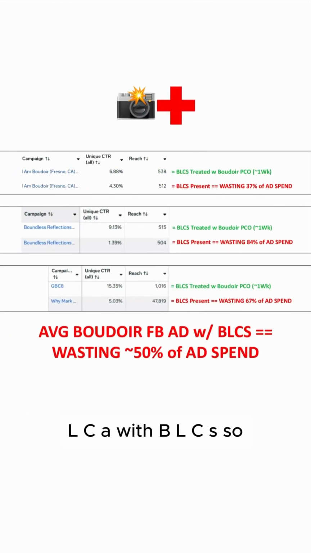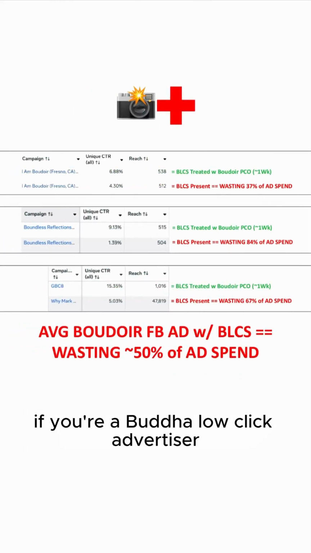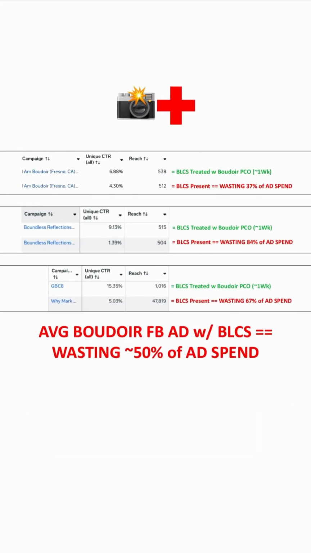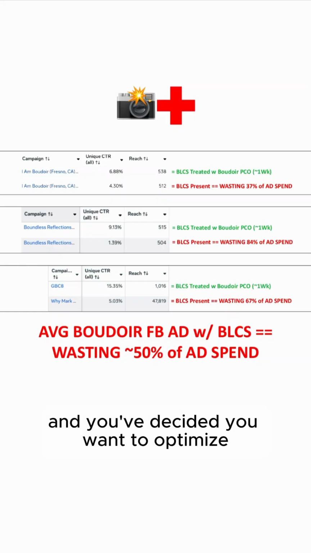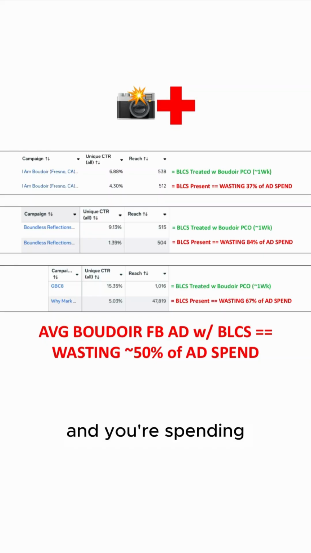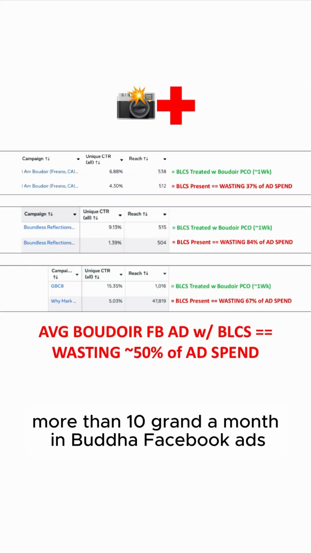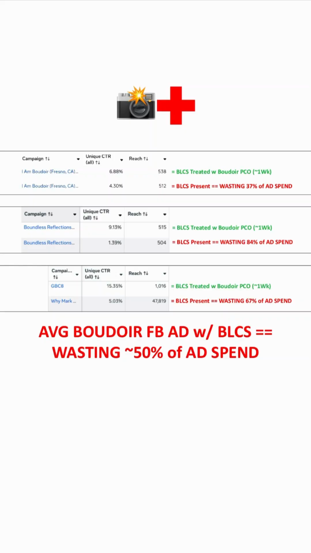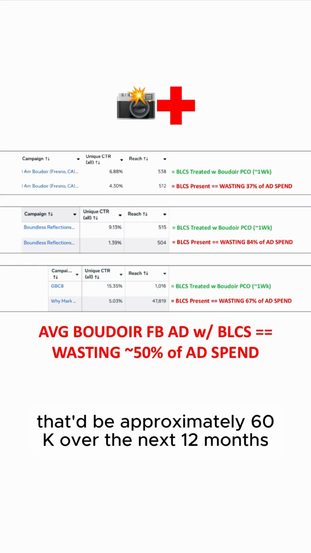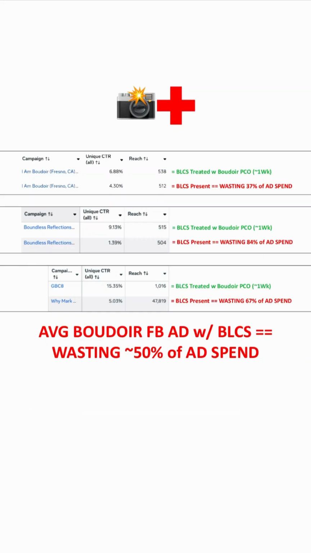So if you're a BLCA with BLCS, so if you're a boudoir low click advertiser with boudoir low click syndrome, and you've decided you want to optimize, pull more profit out of this part of your business, and you're spending more than 10 grand a month in boudoir Facebook ads. So that means on average about 50% or about 5K is being wasted every single month. And you want that back in your pocket. That'd be approximately 60K over the next 12 months, over the next year.